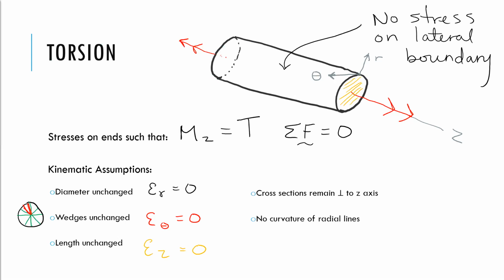Furthermore, when we do this, we see that the cross sections remain perpendicular to the z-axis. So let's take our member here. If we're looking along the length of a member, that's our z-axis, and this has a series of cross sections, we don't see those cross sections tilting at all. They stay perpendicular to the z-axis. So what do you think that says?